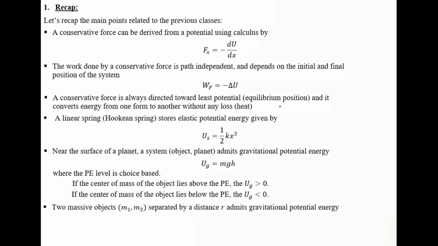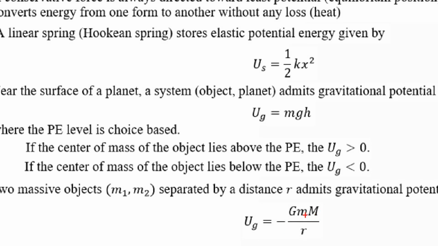Two massive objects m1, m2 separated by distance r admit gravitational potential energy given by minus G m m over r, where m and m are the masses of the two objects, and in this case they are given by m1 and m2, so here I should have placed m1 and m2.